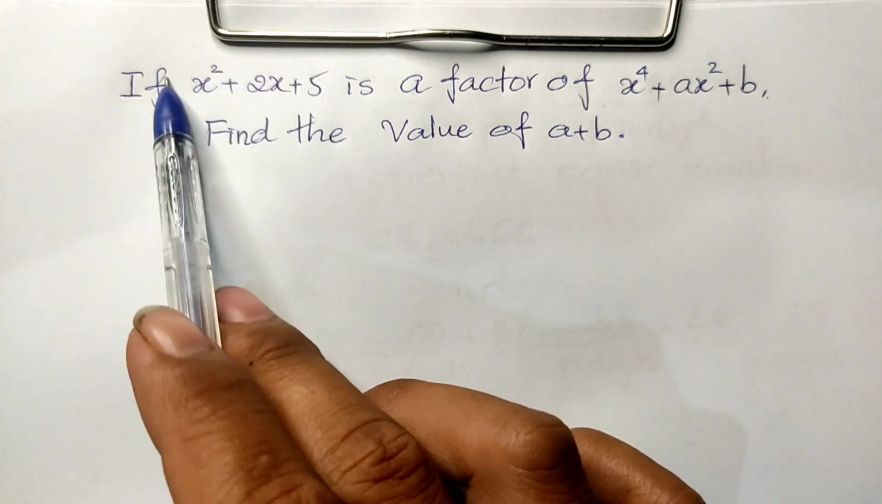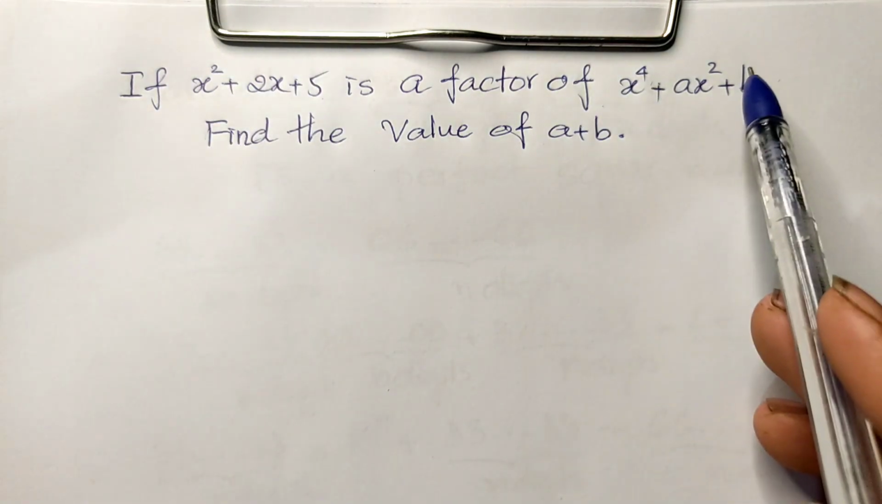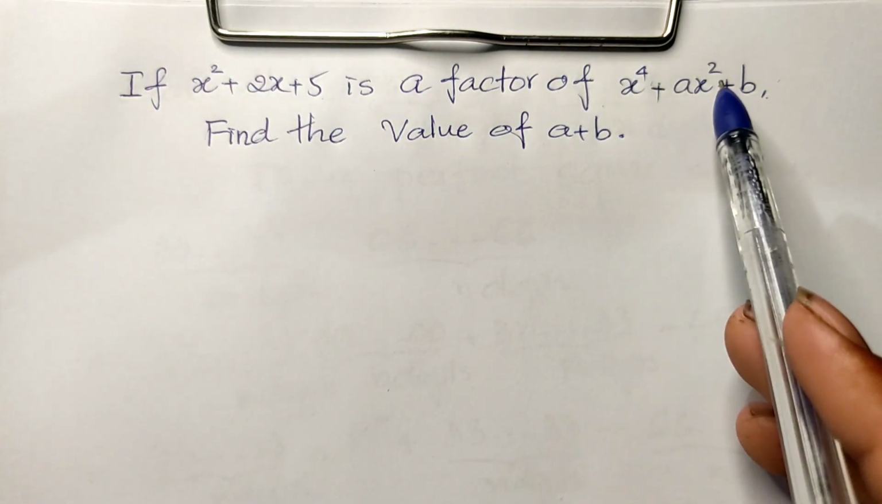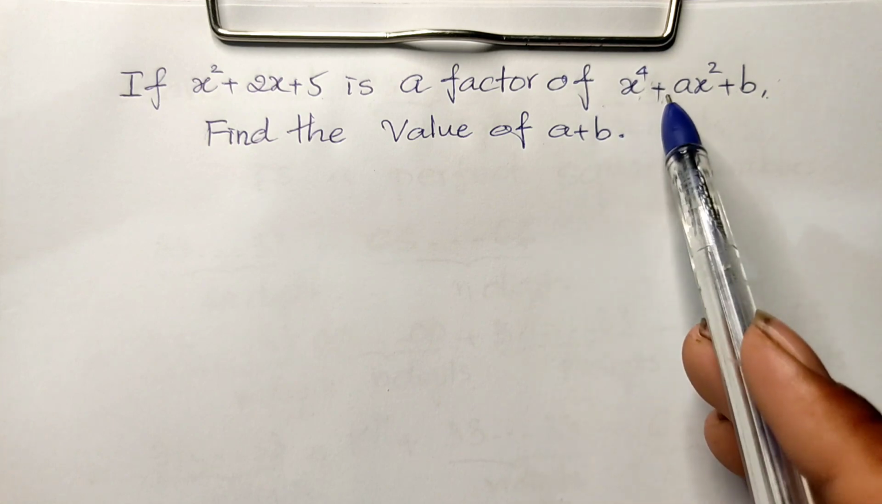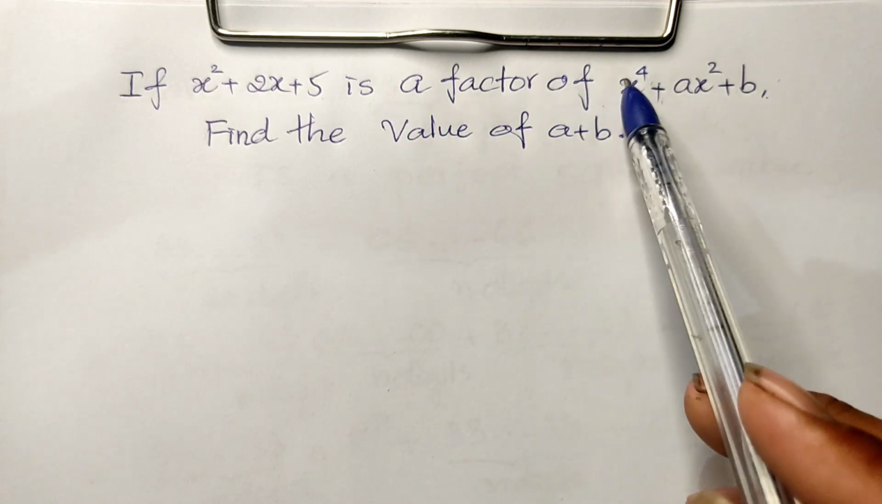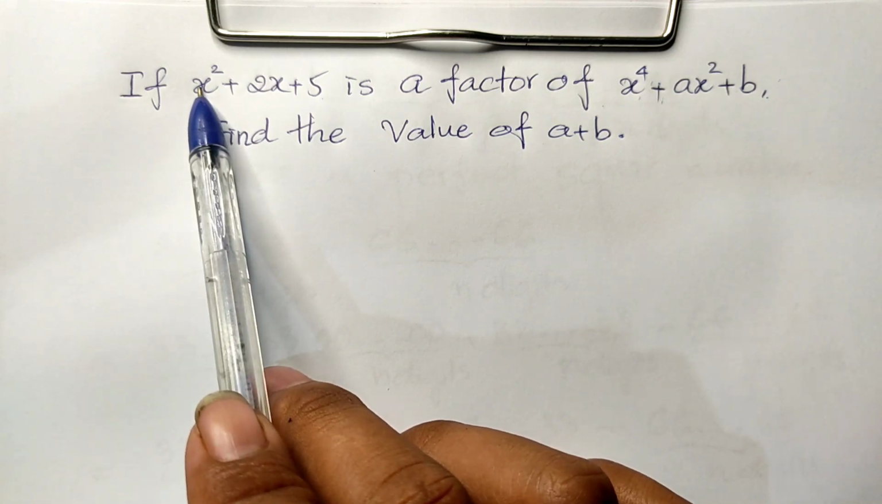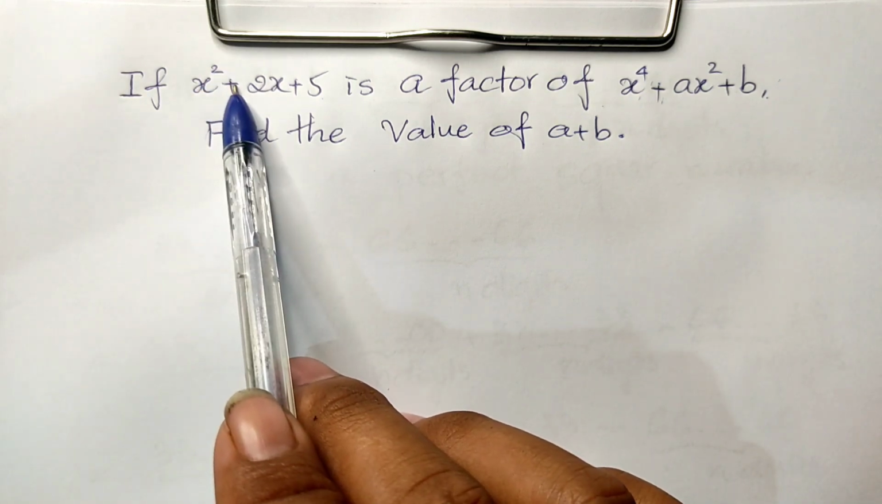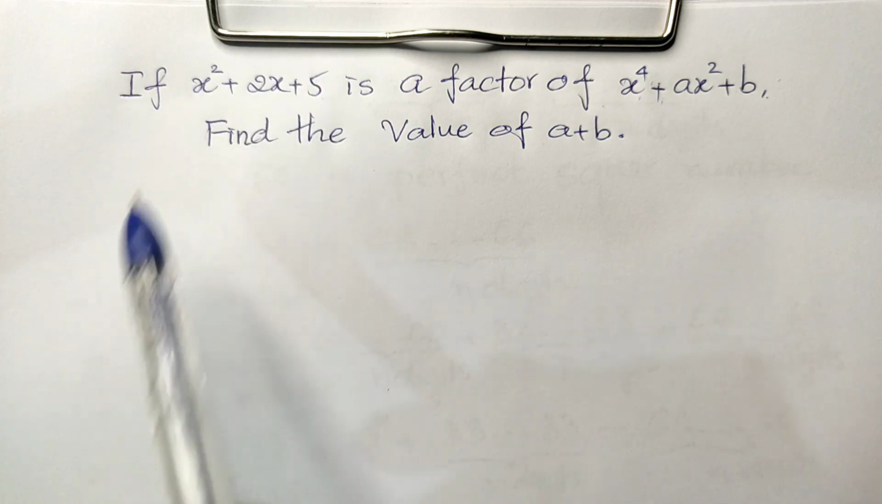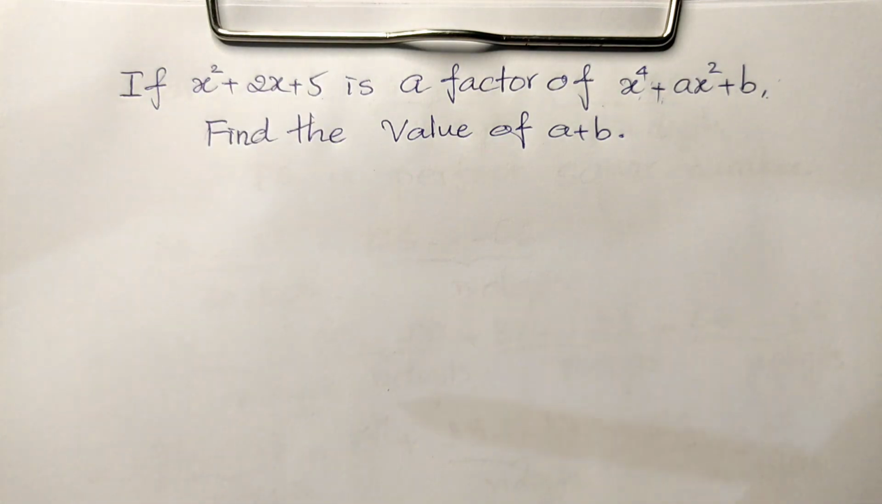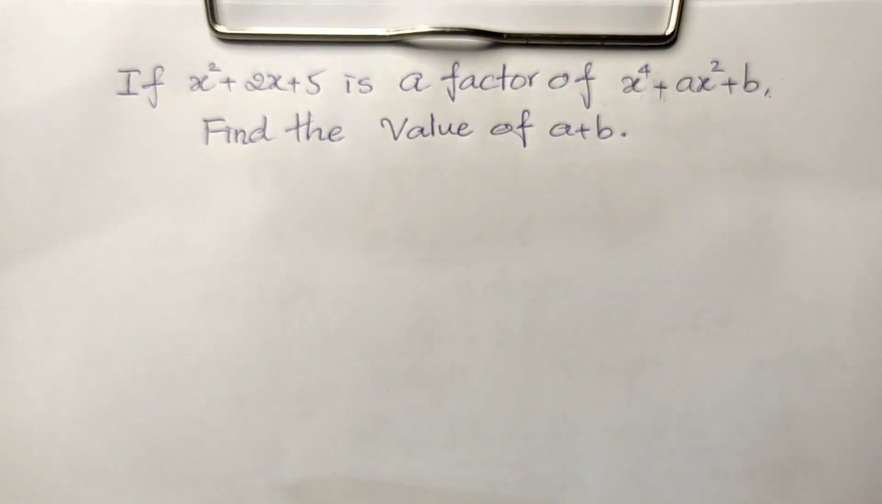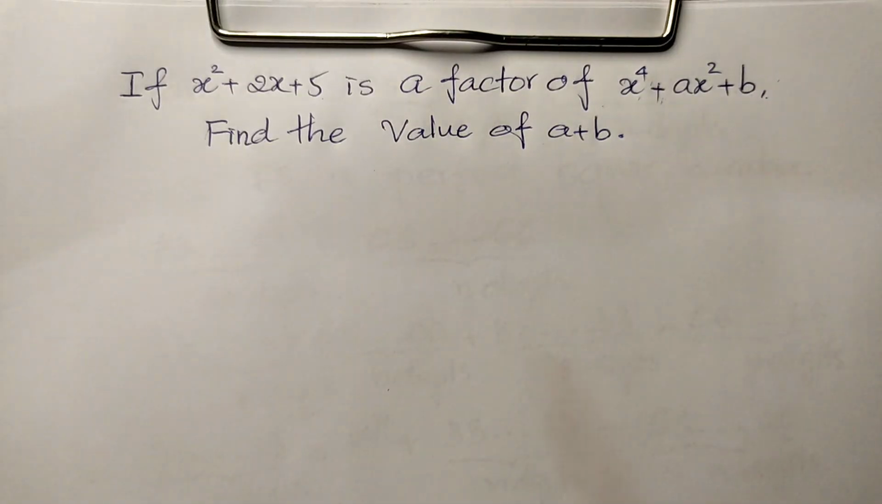Then we have this factor, this equals the expression. And so we see the fourth degree and the second degree. So the second degree will be multiplied with one expression that has the same second degree.